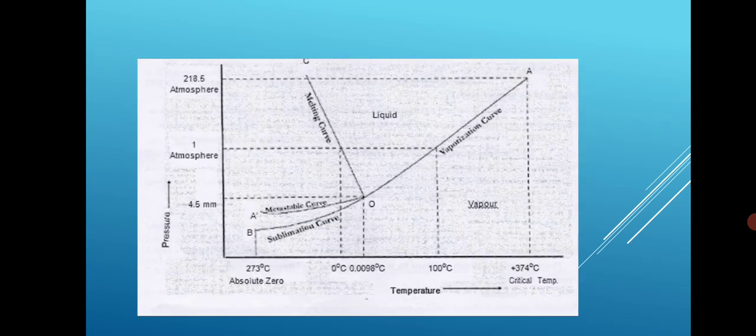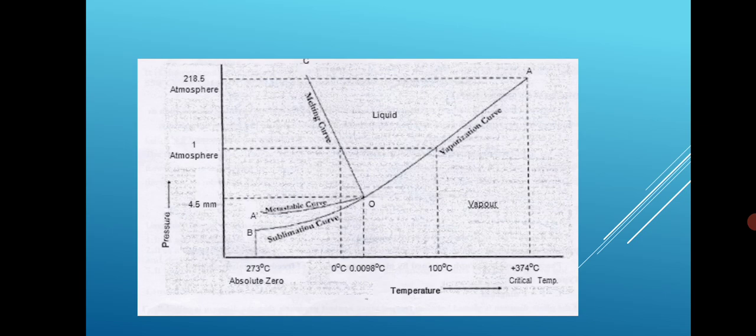This is the phase diagram of the water system. It consists of the curve OA, the vapor pressure curve, OB, the sublimation curve, and OC, the melting curve. Let us discuss individually the curves, the areas and the triple point.